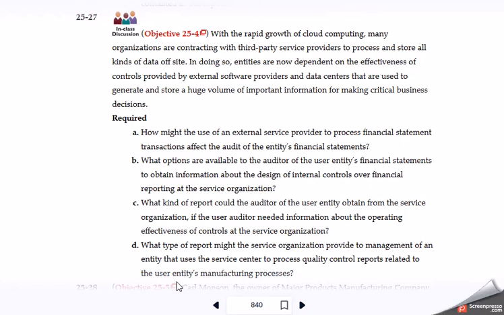Which again, this is a very relevant topic just because so much data and so much of the IT functions are being handled outside of the organizations.